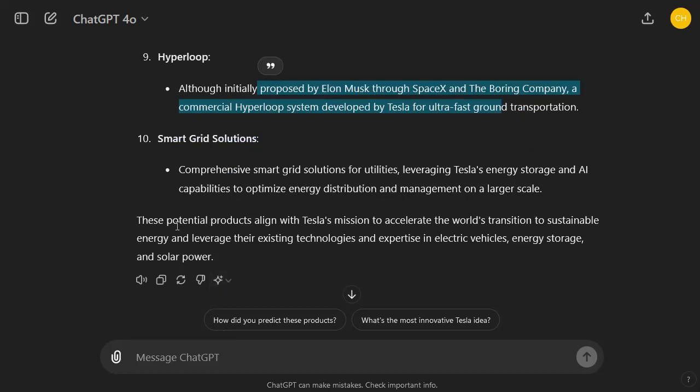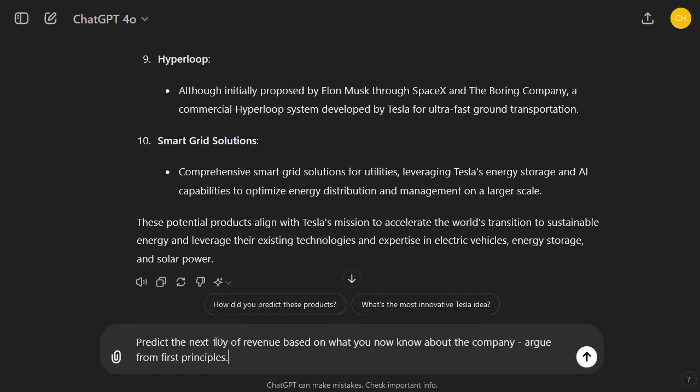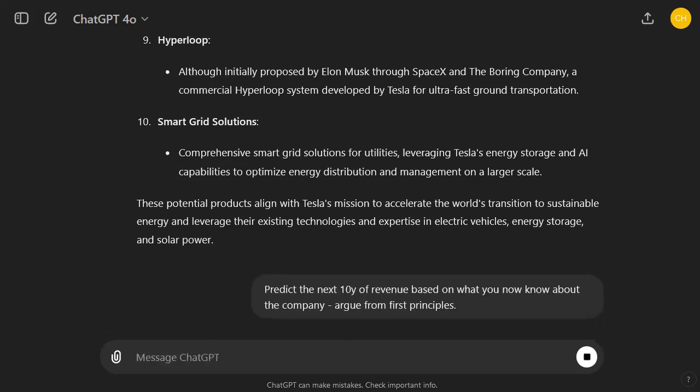I really like ChatGPT-4o. It's really a capable model, also arguing from first principles. Talking about first principles, let's ask these questions. Predict the next 10 years of revenue based on what you know about the company. Argue from first principles. Let's see.